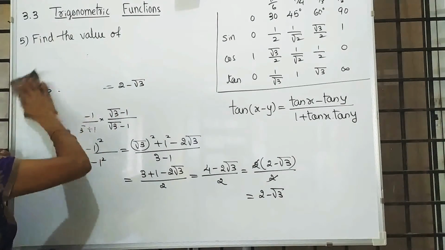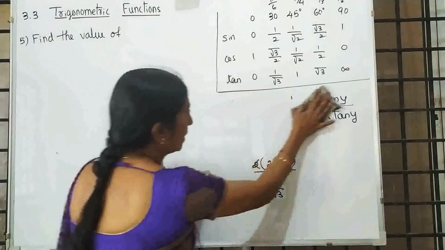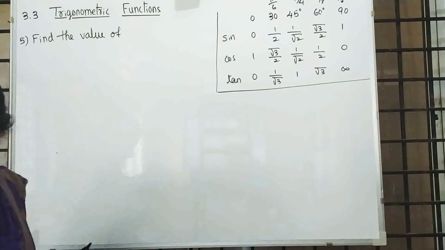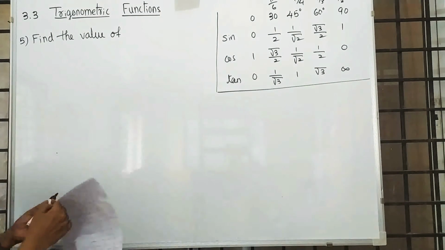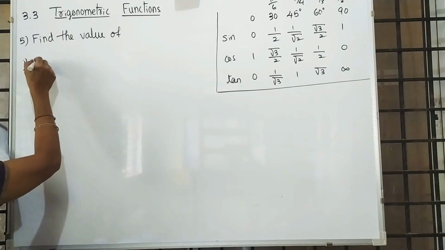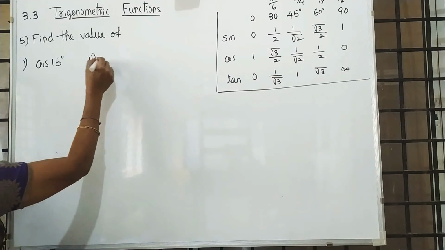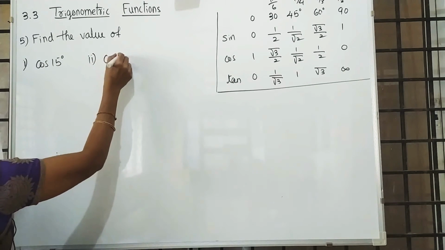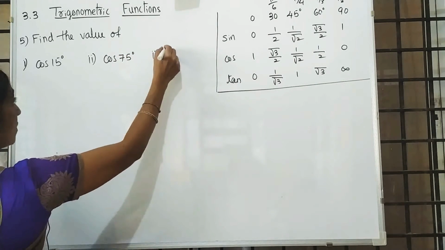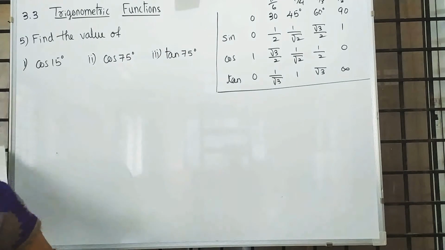And some questions I will give as homework. Try this. In the next class I will explain, but try this as homework. The values are: find the value of the first one, cos 15 degree, second one, cos 75 degree, third one, tan 75 degree. So these are the homework questions.